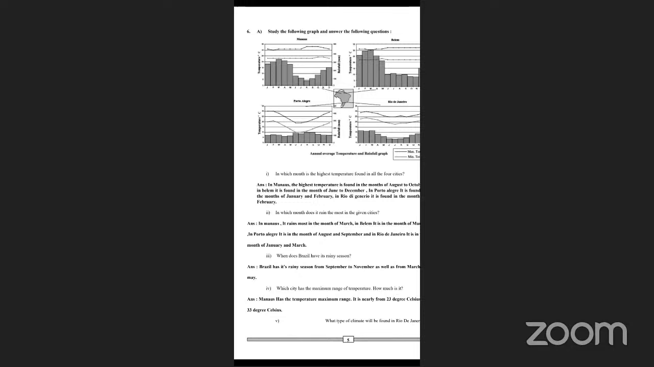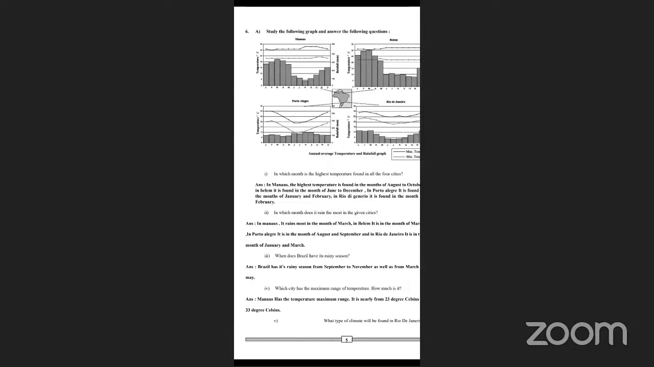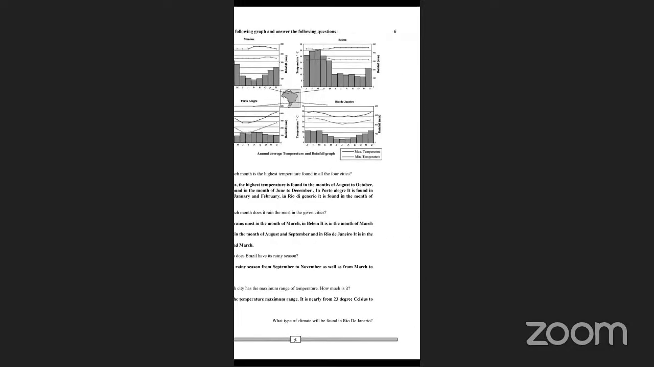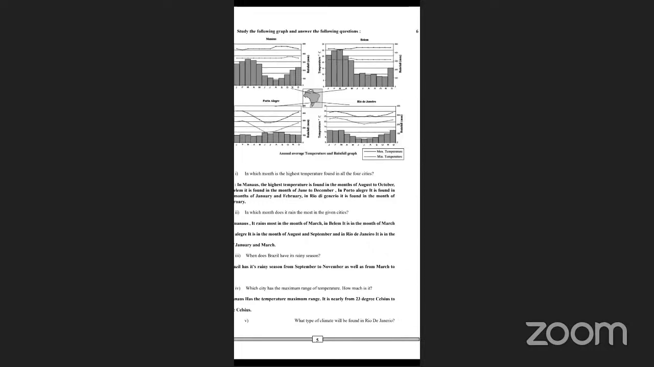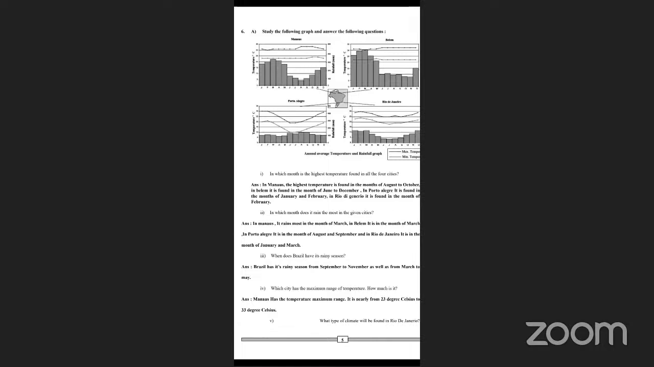Answer, in Manaus, the highest temperature is found in the month of August to October. In Belém, it is found in the month of June to December. In Porto Alegre, it is found in the month of January and February. And in Rio de Janeiro, it is found in the month of February. Okay. Then the second one, in which month does it rain the most in the given cities?